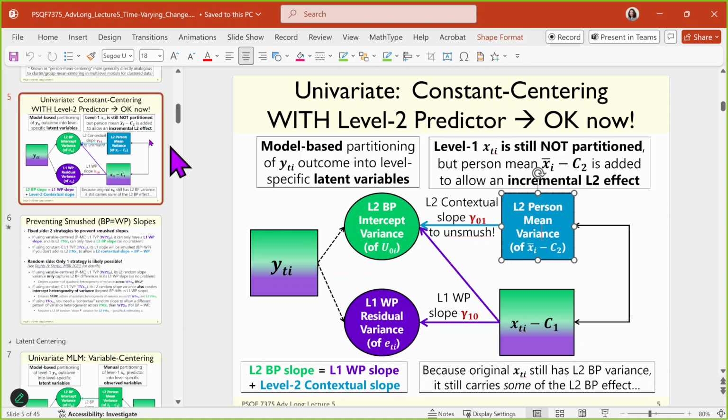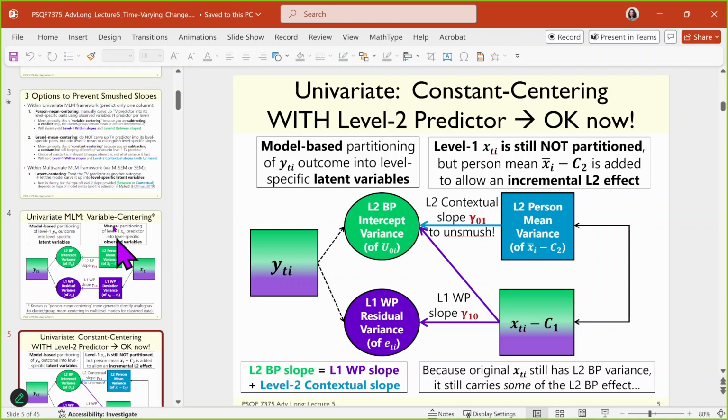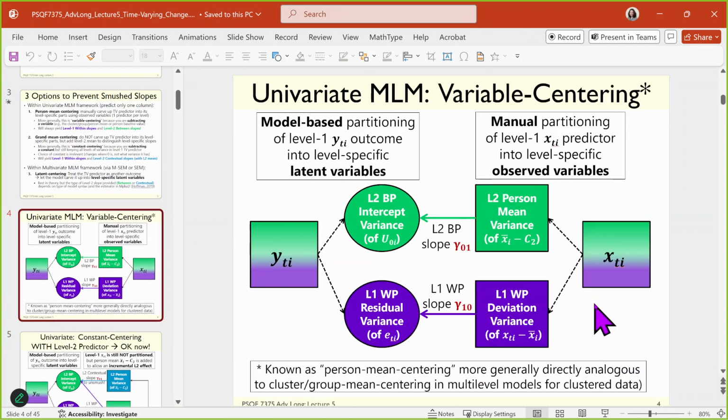So for those reasons, I would prefer person mean centering if we're doing time varying predictors that show fluctuation only, which is all we've talked about up to this point. Okay, does that help from last time? Because I know last time that was a lot. Just keep going back over it, keep thinking about it a little more.